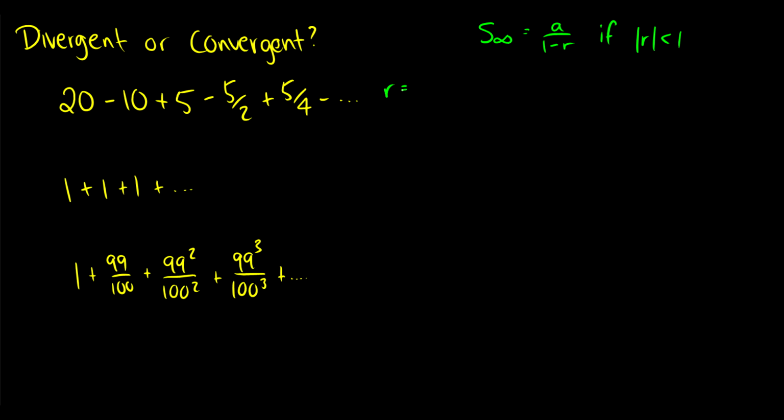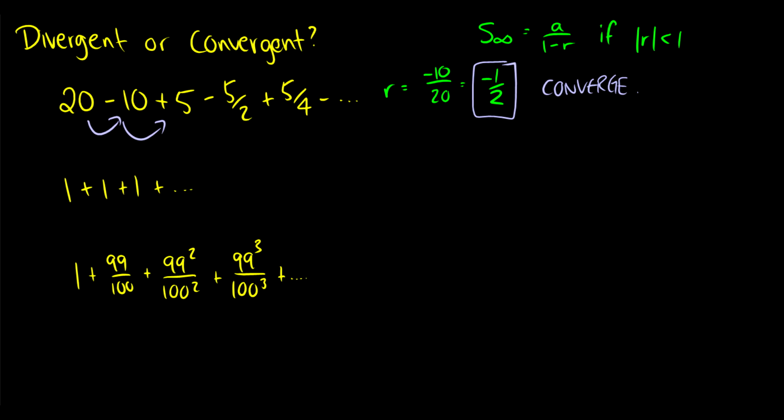So let's take a look at some r values here. In the first one, 20 minus 10 plus 5, well, let's take the second term, divide it by the first term, and we get negative 1/2. Well, because the ratio, the absolute value, is less than 1, we know that the series is going to converge. We could solve for the number if we wanted to, but that's not what we're asking. In fact, we can just take a look here. Are the numbers getting smaller in size? And if the answer is yes, then the series converges.